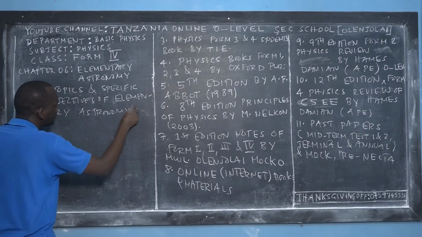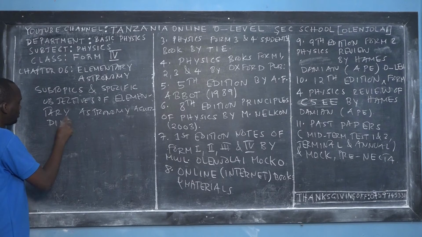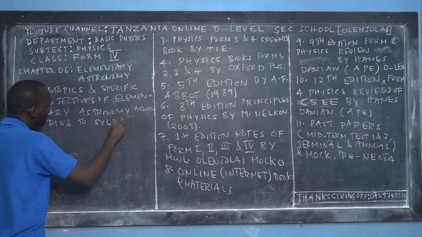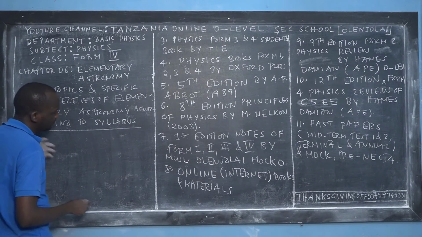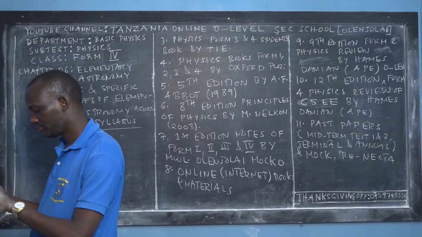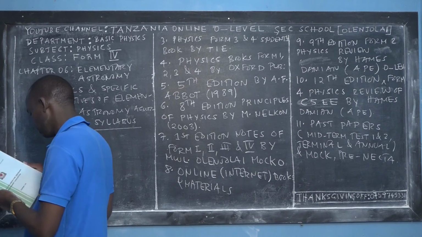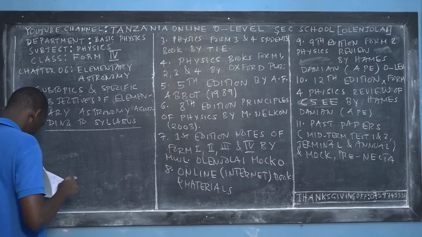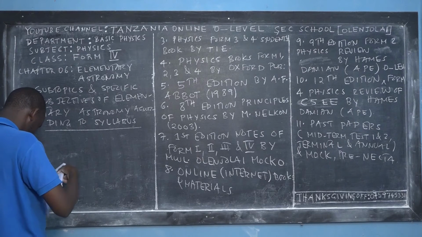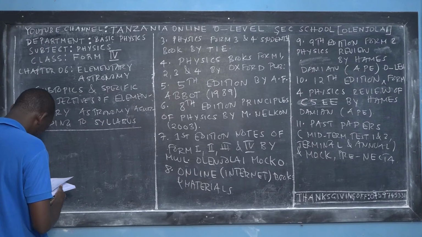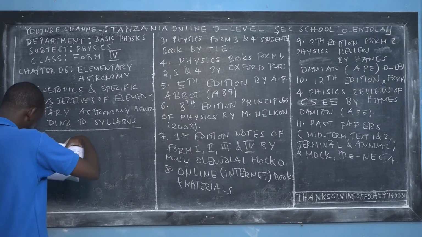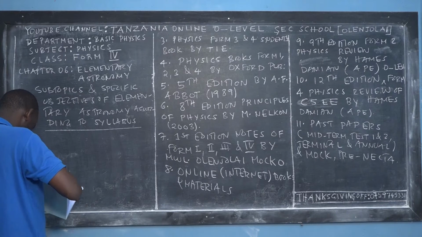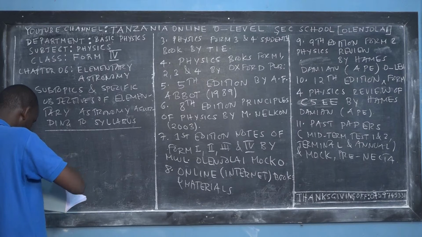Elementary astronomy according to the syllabus of the United Republic of Tanzania, the Form 4 syllabus. So elementary astronomy has 4 subtopics. According to the syllabus, you have to cover all of these 4 subtopics.